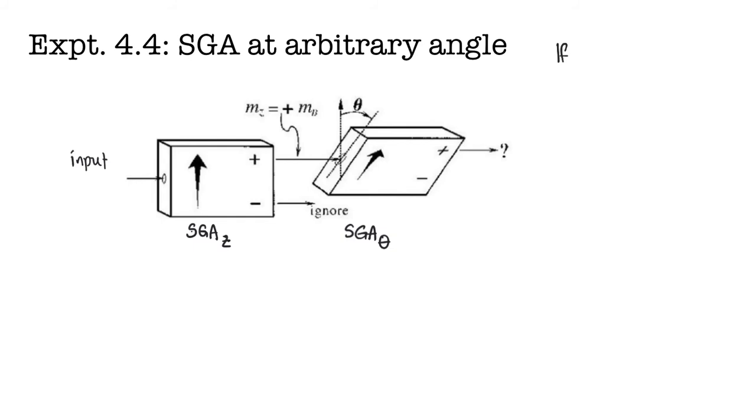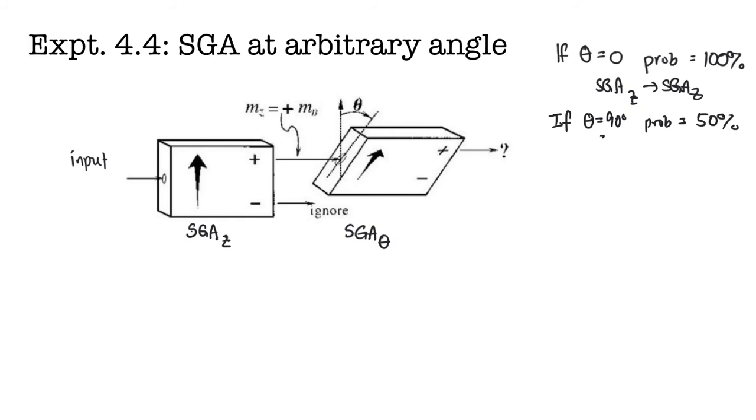We know some constraints on this. We know that if theta is 0, the probability of exiting the second analyzer is going to be 100%, because that would be an SGA z followed by an SGA z, and it's a repeated measurement of the same property, so we've got to get plus again with 100% probability. And we also know that if theta is equal to 90 degrees, the probability will be 50-50. It's like an SGA z followed by an SGA x, which is very much like a color box followed by a hardness box, or vice versa. We're going to have a 50-50 chance.